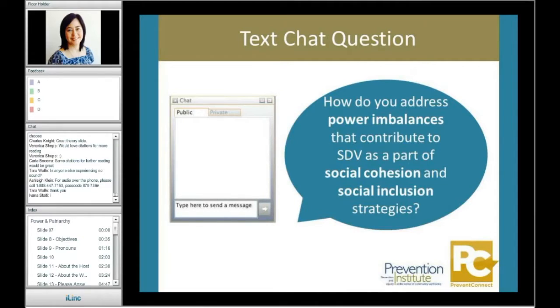Yeah, so folks can just write into the text chat how you might be addressing power imbalances that contribute to SDV as a part of your social cohesion and social inclusion strategies. Like Lisa said, we saw earlier on that a lot of you are already implementing social cohesion and inclusion strategies. So we'd like to know how you're addressing power imbalances. So we'll come back to the text chat later on and see what folks are saying.